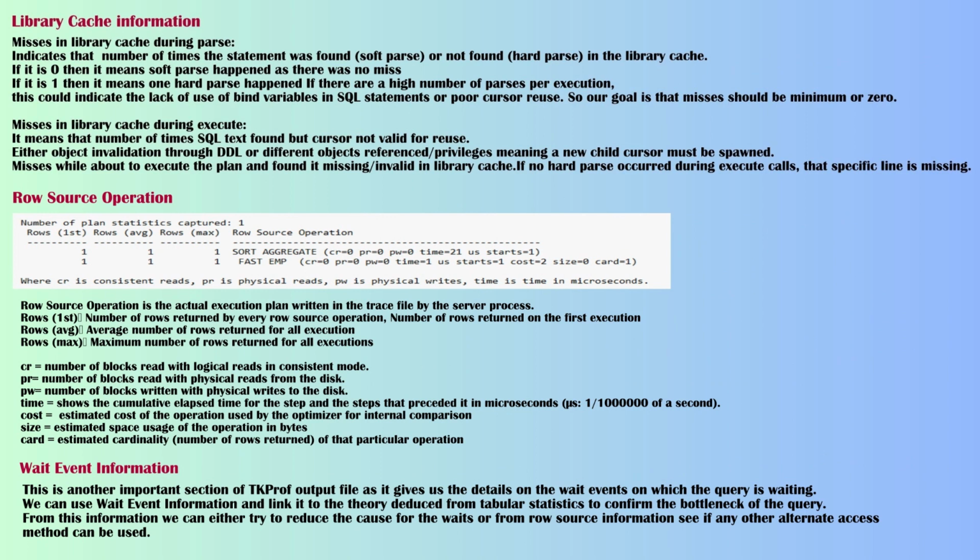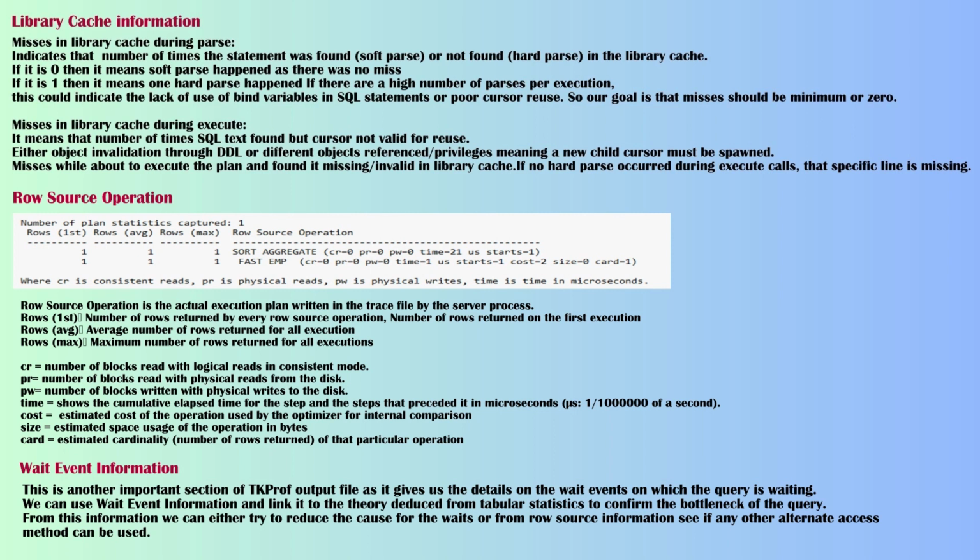Library cache information. Misses in library cache during parse indicates the number of times the statement was found (soft parse) or not found (hard parse) in the library cache. If it is 0, then a soft parse happened as there was no miss. If it is 1, then one hard parse happened. If there are a high number of parses per execution, this could indicate the lack of use of bind variables in SQL statements or poor cursor reuse. So our goal is that misses should be minimum or 0.